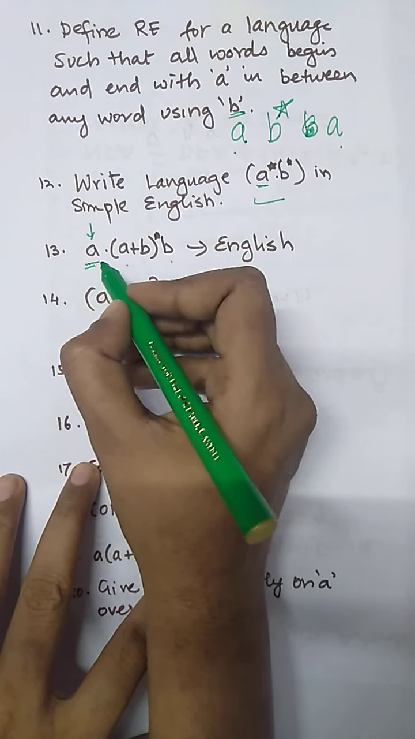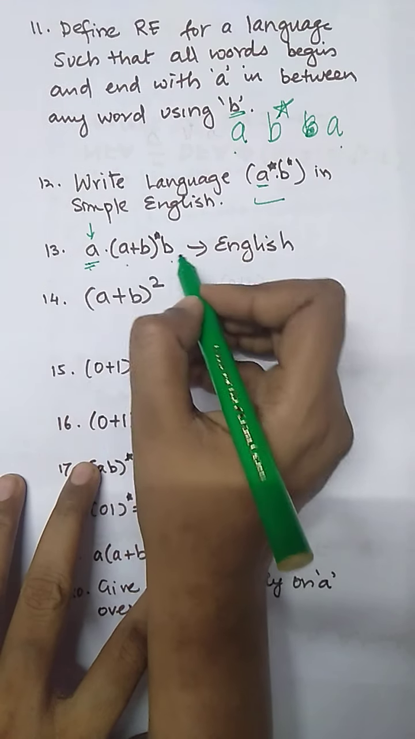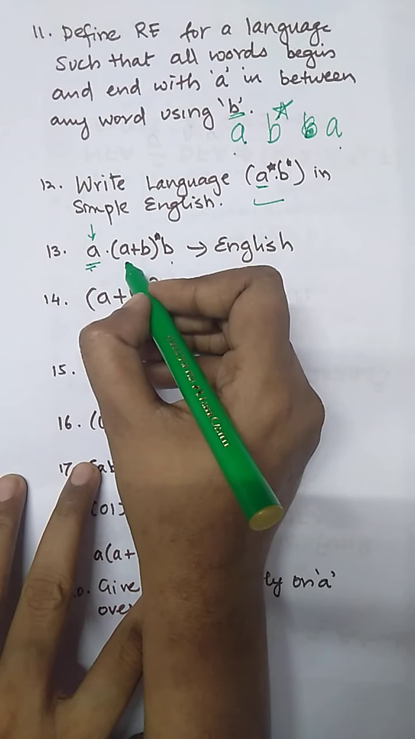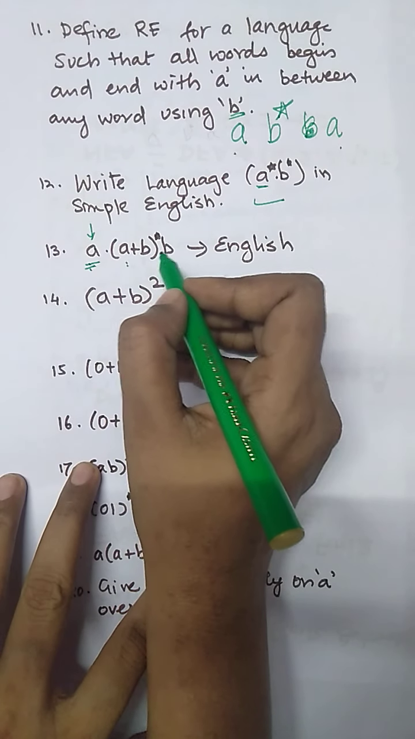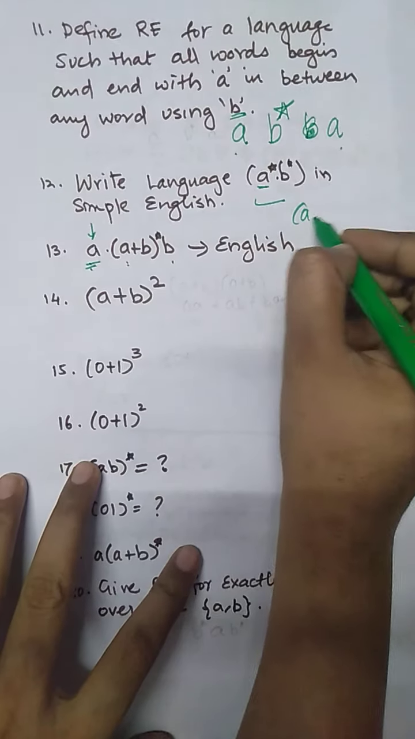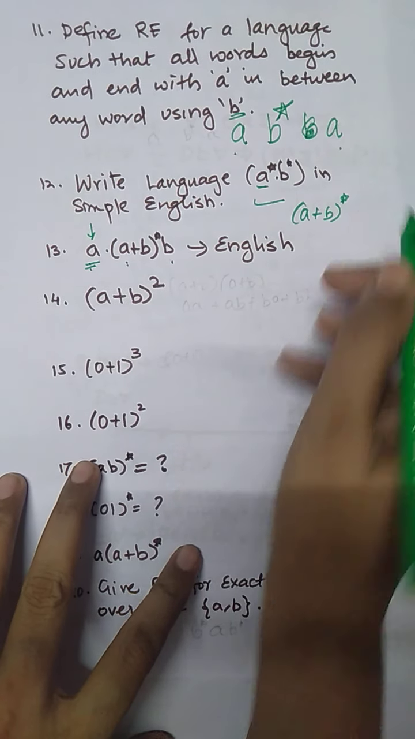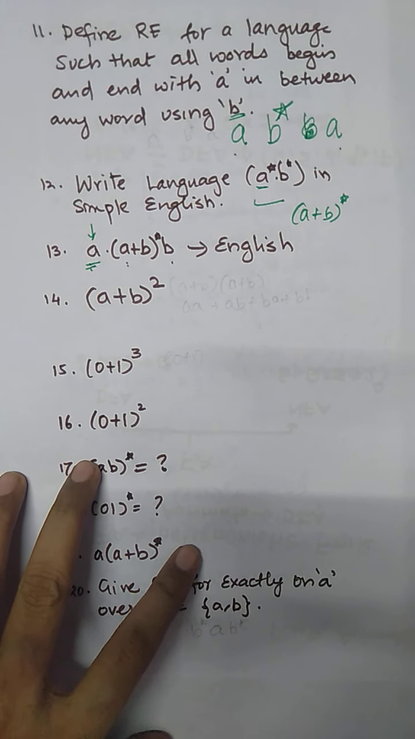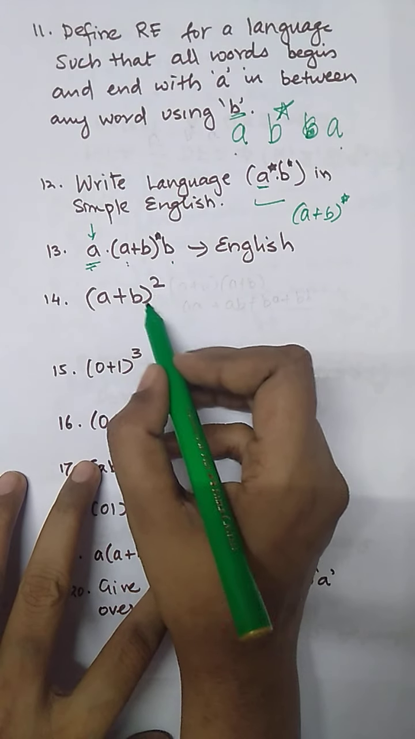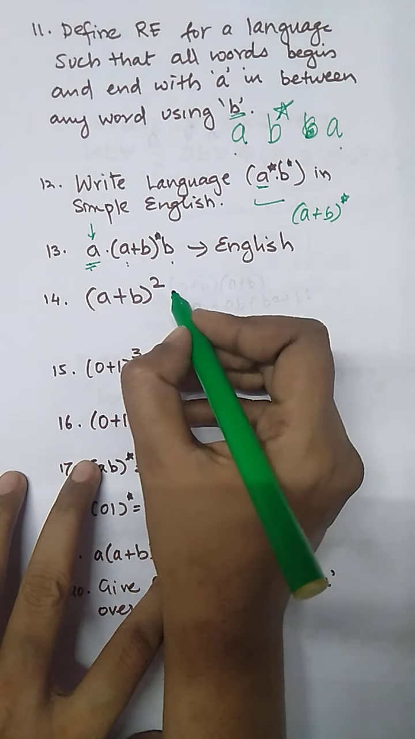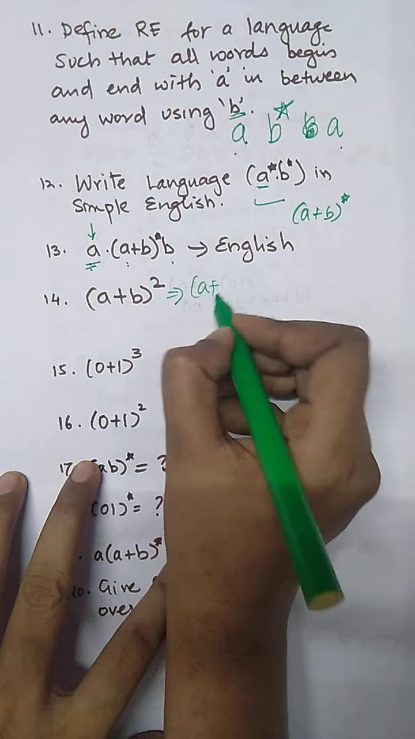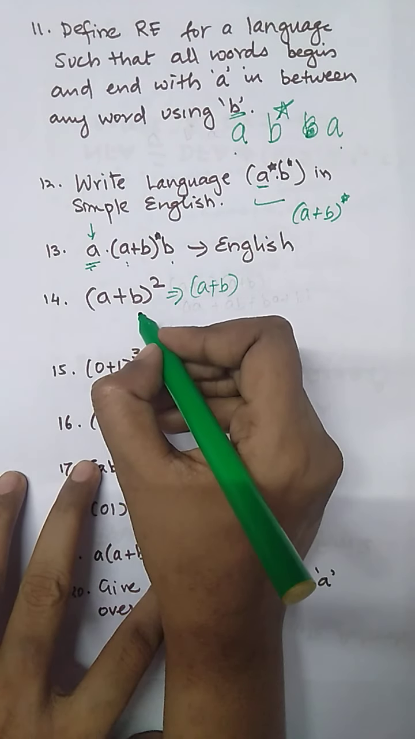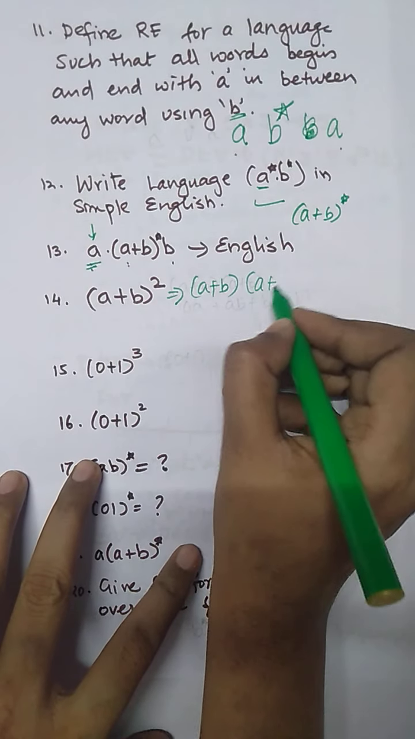So it is your strings starting with a, ending with b, and in between any combination of a and b. Always remember, a plus b represents any combination of a, b. Now, (a plus b) the whole square, we don't know what it represents, so we are going to solve it. (a plus b), how many times do we have to write? We have to write it twice.